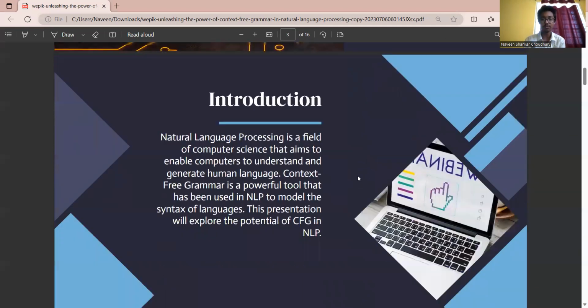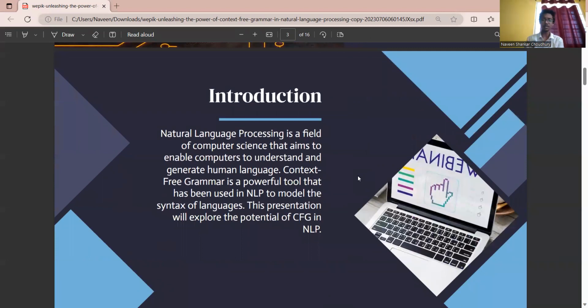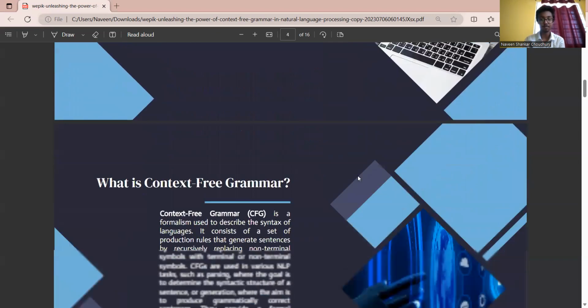So yes, starting off the introduction. What is NLP, right? And what is CFG? I would come to that. But before that, natural language processing is a field of computer science that aims to enable computers to understand and generate human language. Context-free grammar is a powerful tool that has been used in NLP to model the syntax of languages. This presentation will explore the potential of CFG in natural language processing.